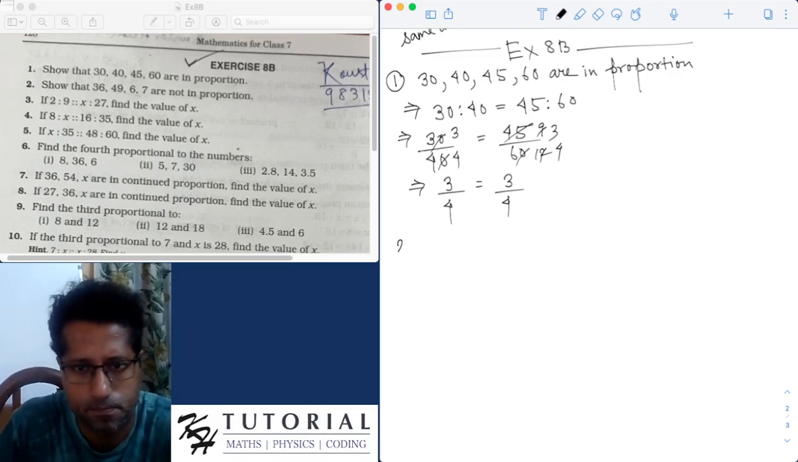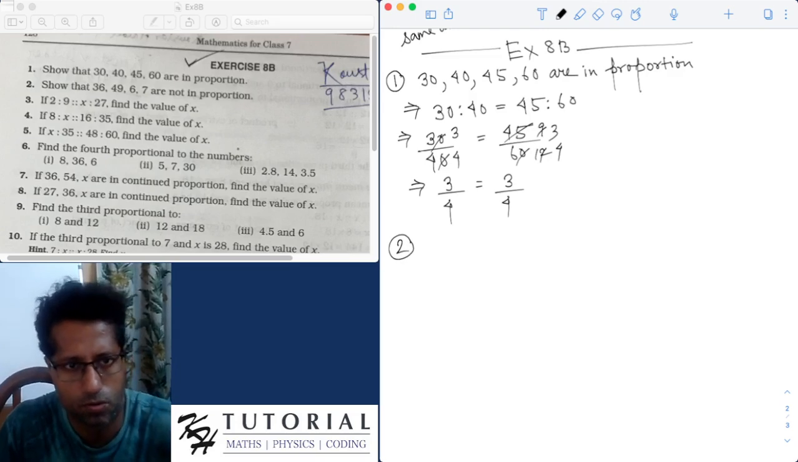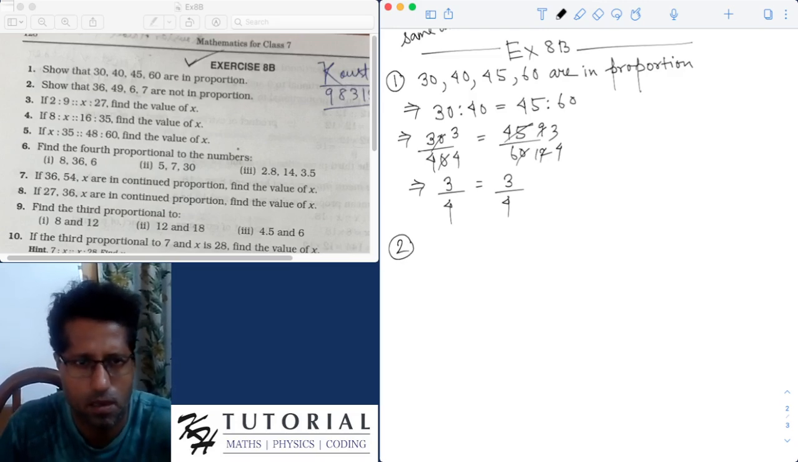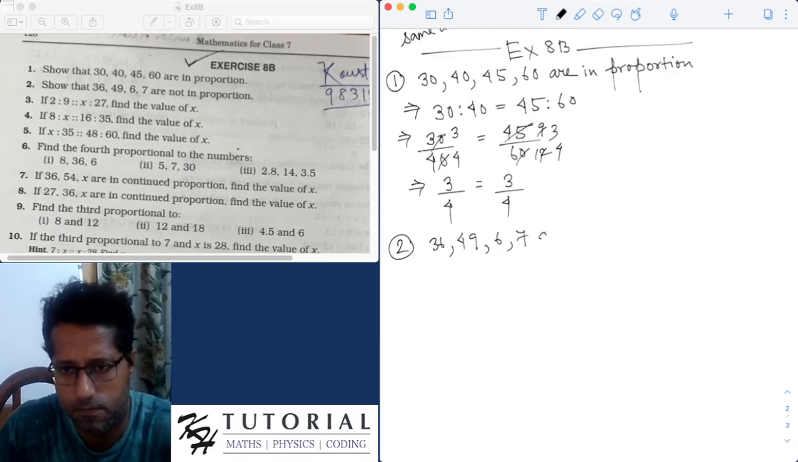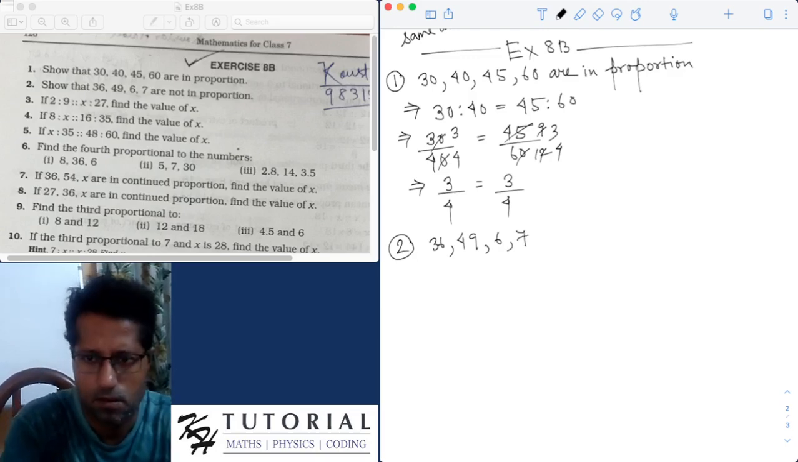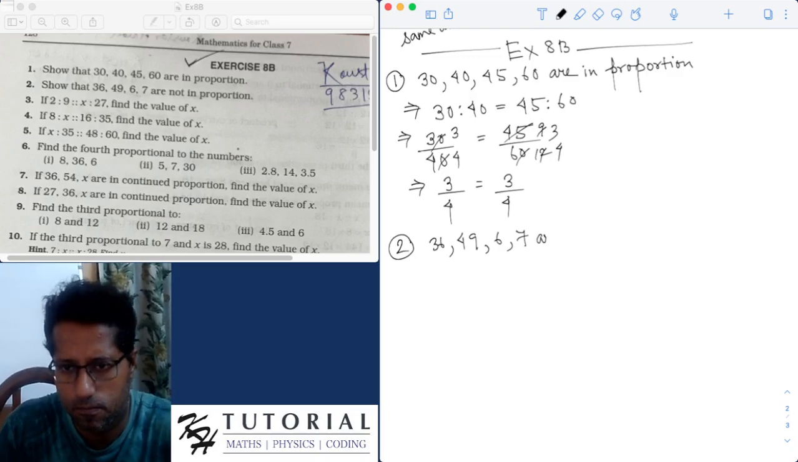Okay. Problem number 2, show that 36, 49, 6, 7 are not in proportion. These are easy questions, but still I am solving them for the sake of completeness. 36, 49, 6, 7 are not in proportion.